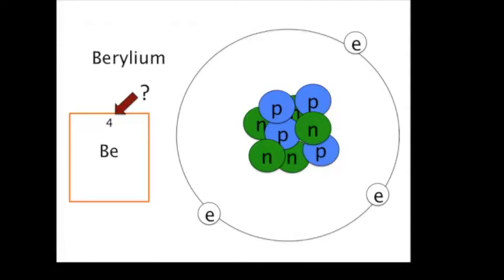Here's a beryllium. And the number at the top of that is 4. So what is that 4 telling you? Well done if you spotted.